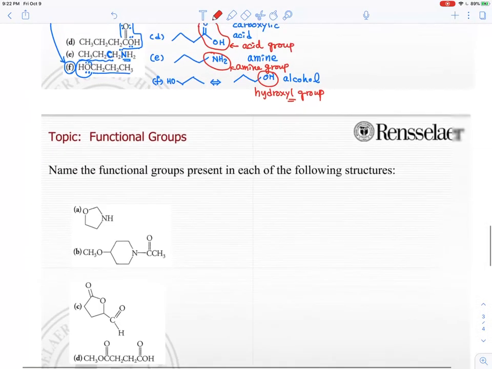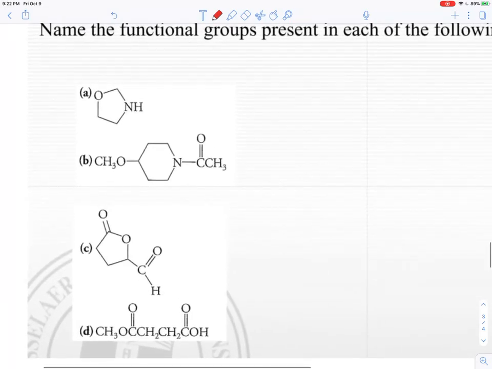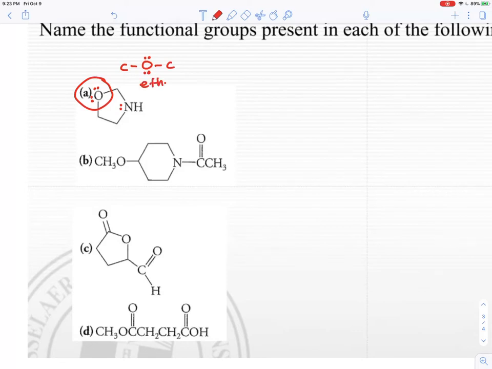The second portion is to name the functional group present in the following structures. In this group, I like to identify by showing the lone pairs. There are 2 implied lone pairs, and there's a lone pair here. So this is the oxygen with carbons on both sides, and that's what we call an ether. And this is an amine.